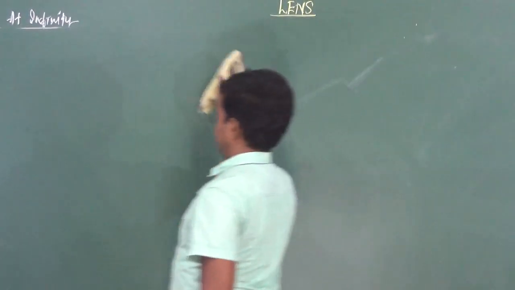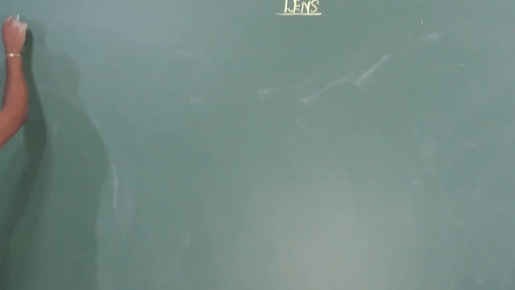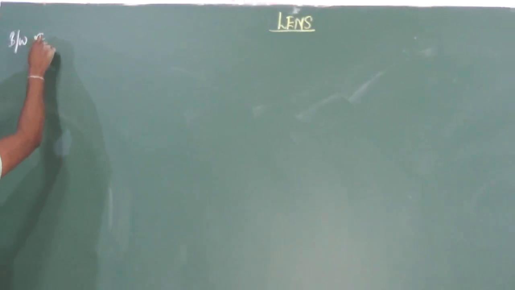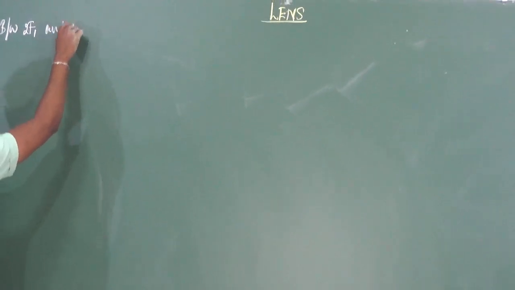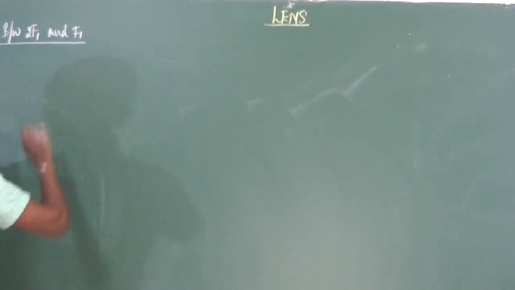So the object at infinity is over. Let us now take the object still more towards the lens. So now it is in between 2F1 and F1. Between 2F1 and F1, let's see what happens here.